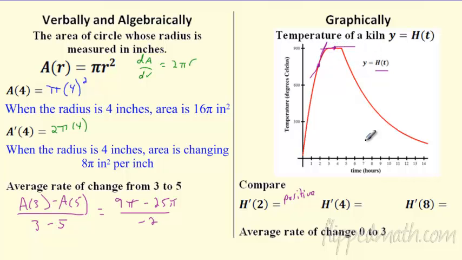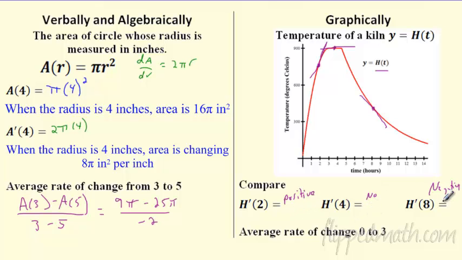It's 0, so there's nothing going on. So this is no change. There is nothing going on here. Versus the h prime of 8. What is the slope of the tangent line here? The derivative is negative. So that means my kiln is cooling down. So I've got no change versus positive versus negative.